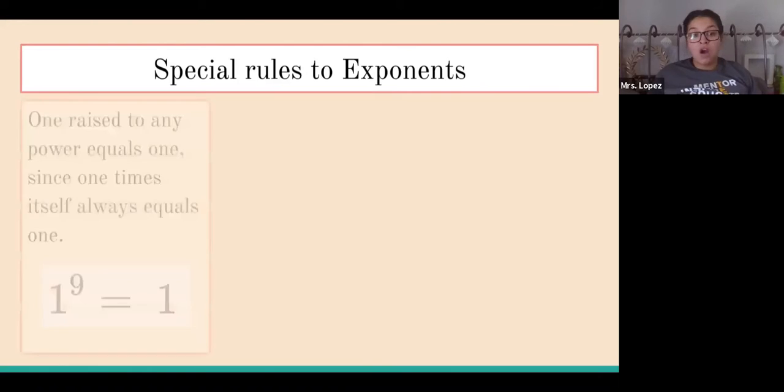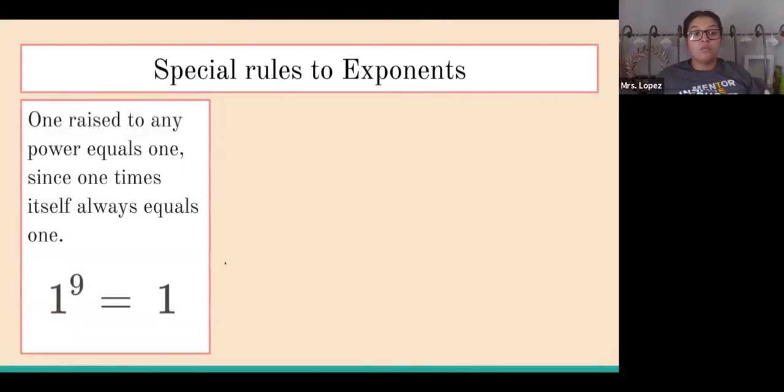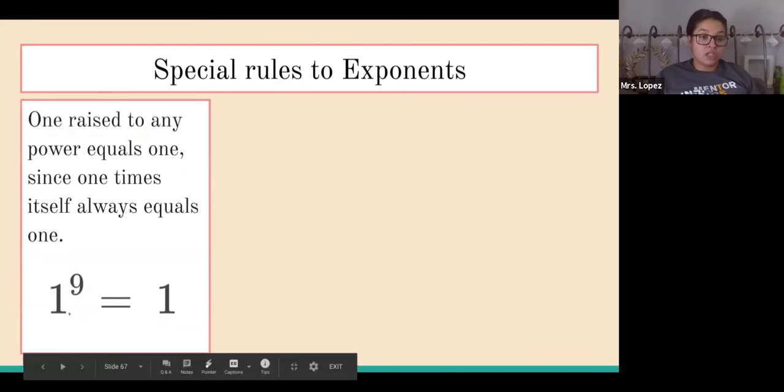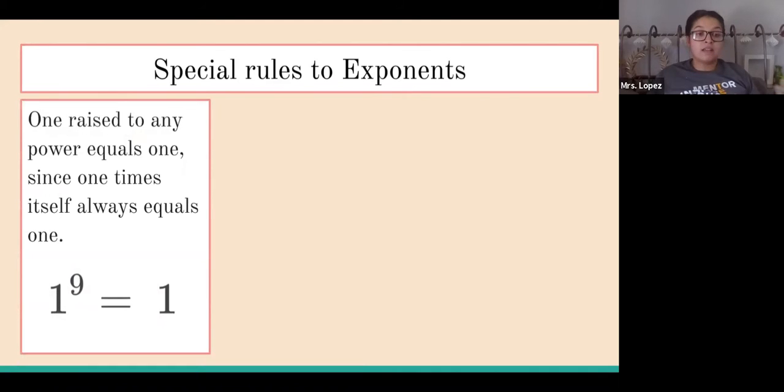There are special rules to exponents. The first rule is when one number equals 1, since 1 itself always equals 1. 1 times 1 is 1. 1 times 1 times 1 times 1 is 1, because 1 times itself is always 1. So even if you have 1 raised to the 50, it's always going to equal 1. This is a special rule to exponents because, again, 1 times itself always equals 1.